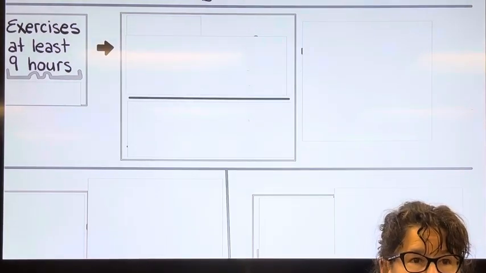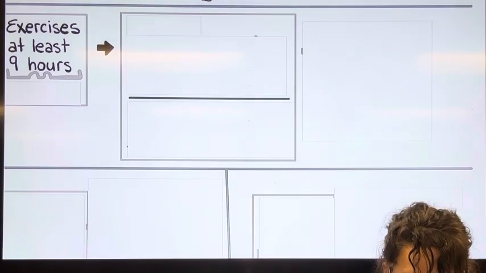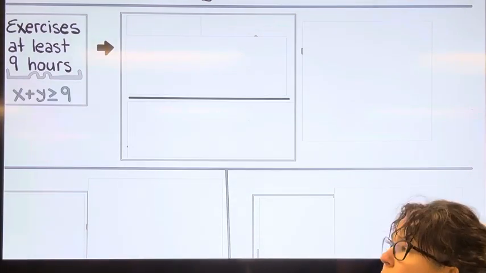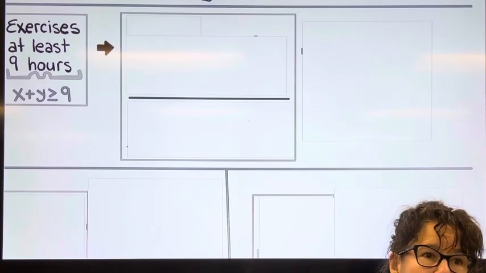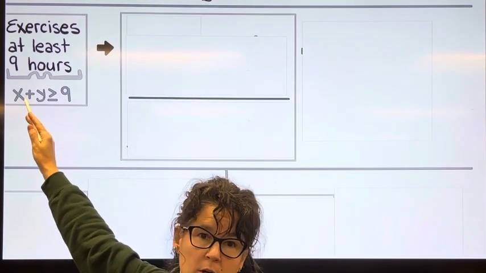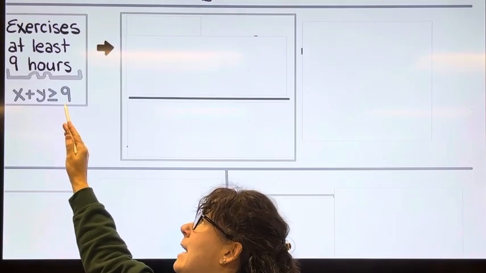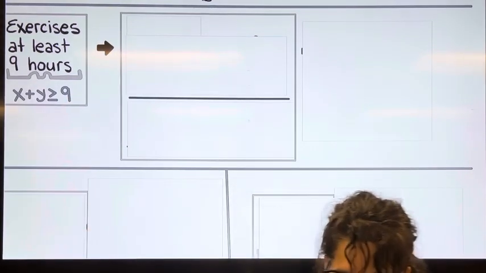Well, they're doing two types of exercise, the cardio and the weights. So if we add those together, if you are at least 9 hours, you're going to work out 9 or more hours. So this is bigger than 9 hours, but 9 hours is also okay, to be at least 9 hours. So we've got our inequality.